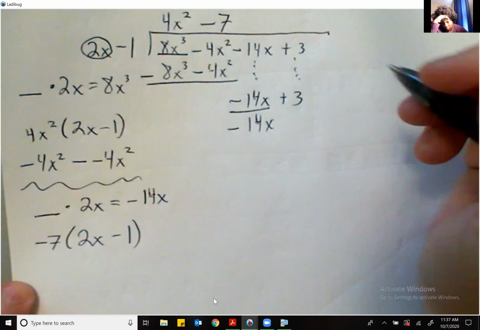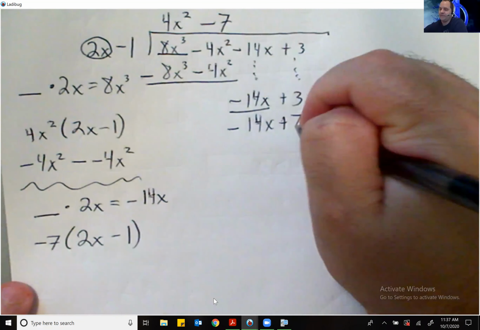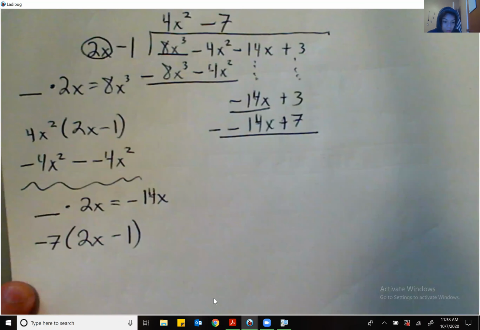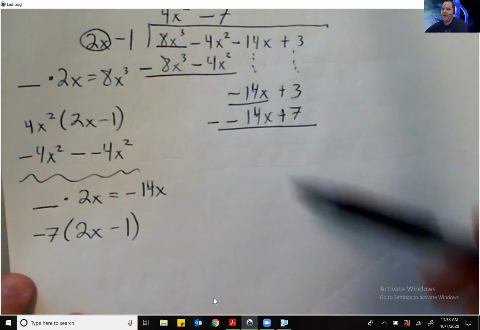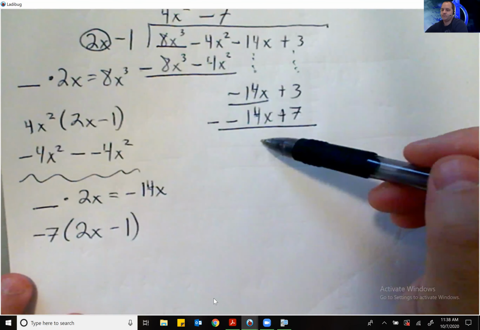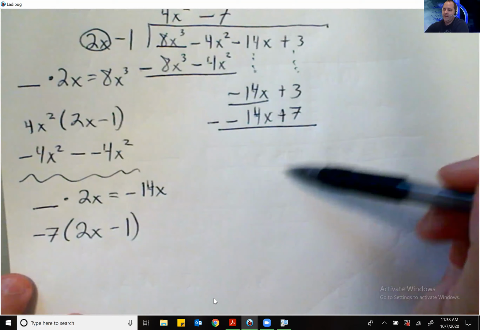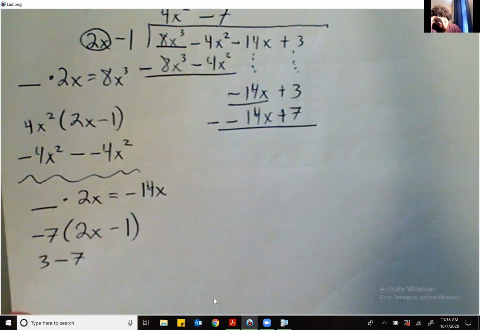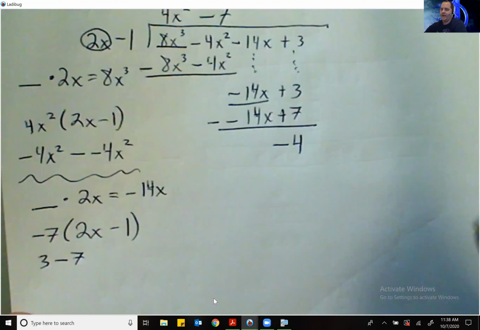Plus 7. And now we subtract down. So we know that the x's cancel out. What is 3 minus 7? Negative 4. Okay, and now you know the answer.